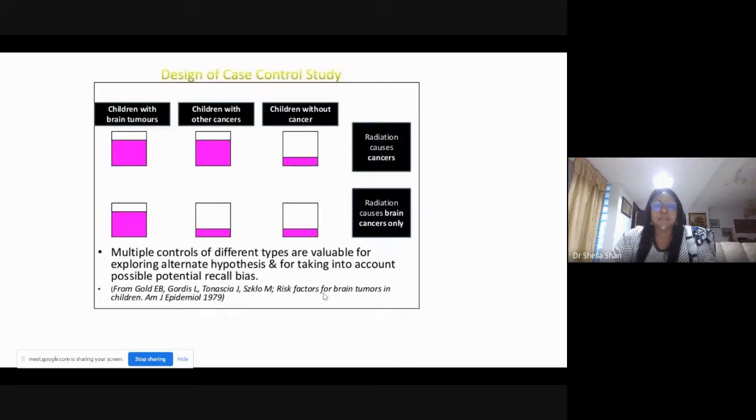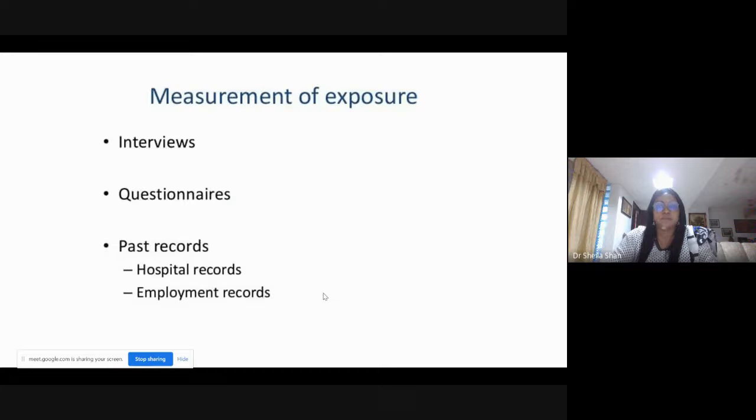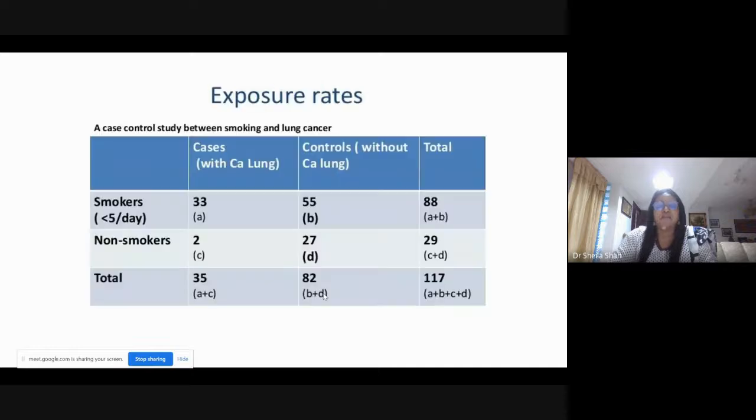Okay. So like here, this is how the design is. You have children with brain tumor. So radiation causes cancer. That is the null hypothesis. Your alternative hypothesis, radiation causes brain cancer only. So we have groups here: children with other cancer, children without cancer. So this is your design. Right? So you can do interviews, questionnaires, or look at their past records. Then analyze the exposure rate. You can find the rate and you can find the ratio.